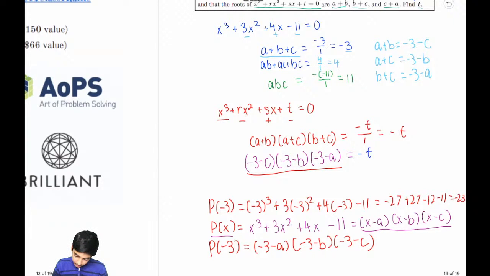So now we know that p of negative 3 is negative 23, and this is equal to negative t. And this p of negative 3 is just this, right? Remember, we see that these expressions are the same. So now we know that negative t is negative 23, t is 23.